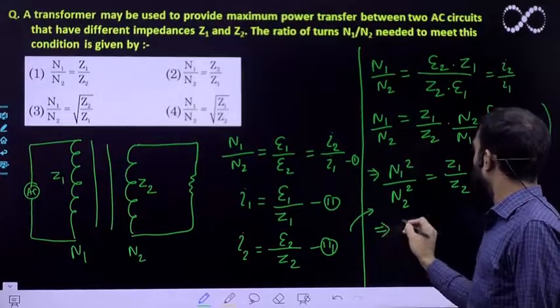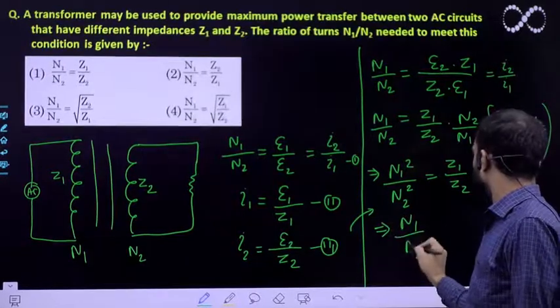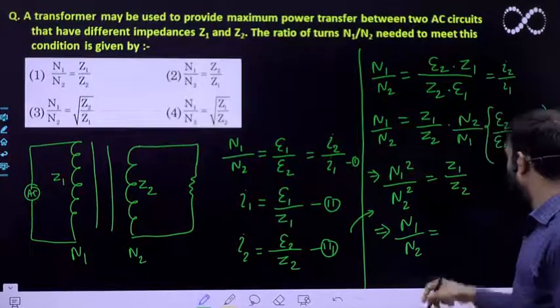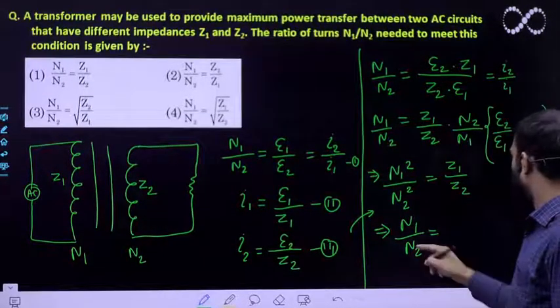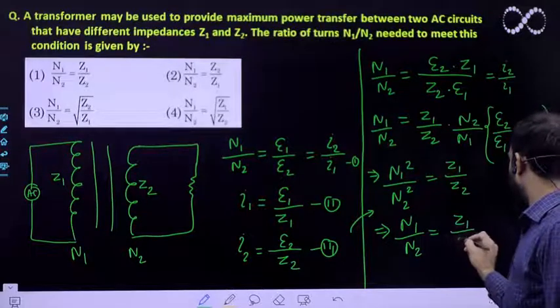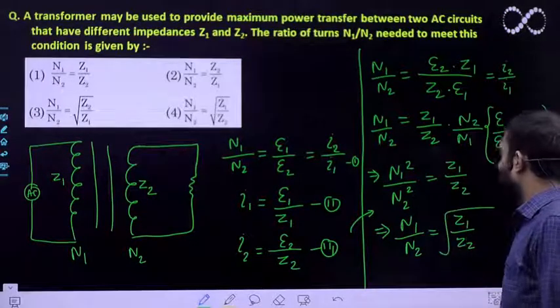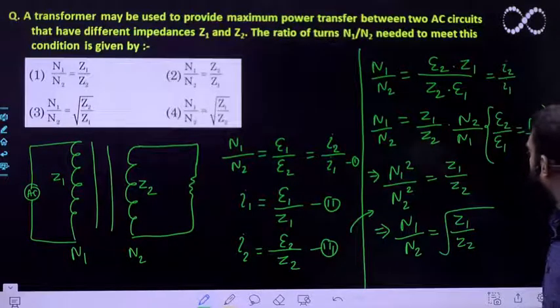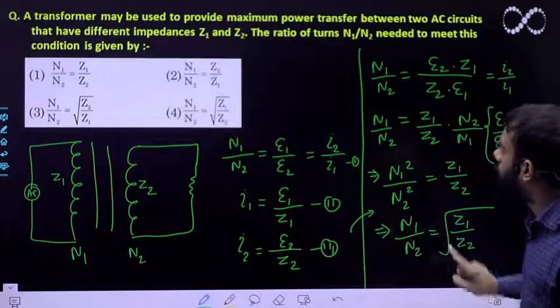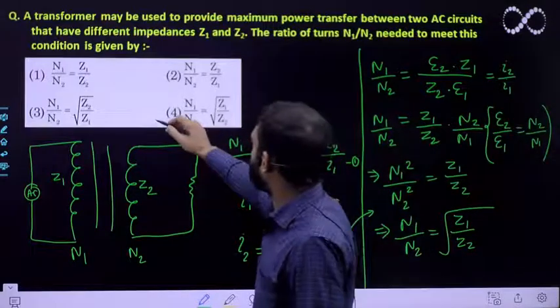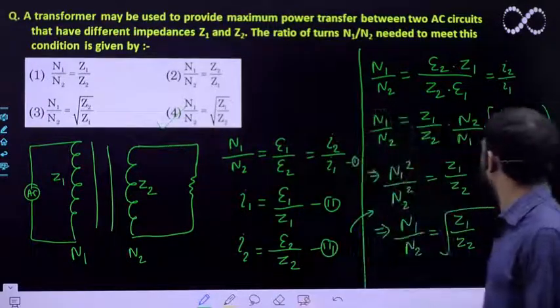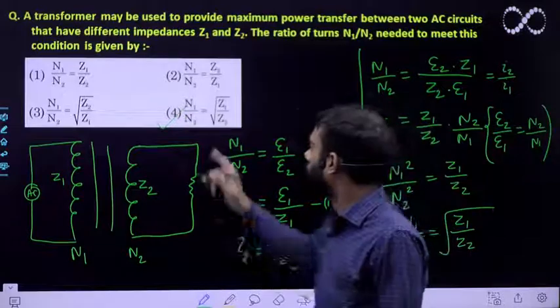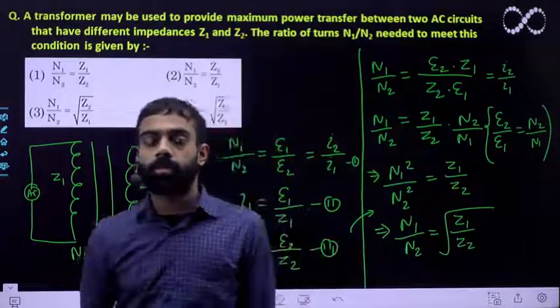So from here, if I take the root on both sides, N1 upon N2 must be equal to the root of Z1 upon Z2. Let us see which option matches. N1 upon N2 is equal to the root of Z1 upon Z2, so option 4 is matching. So okay students, option 4 will be the answer. I hope you understood this question.